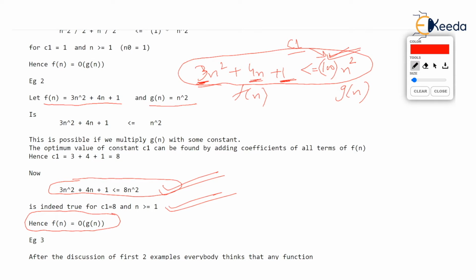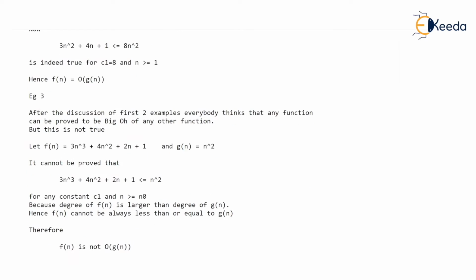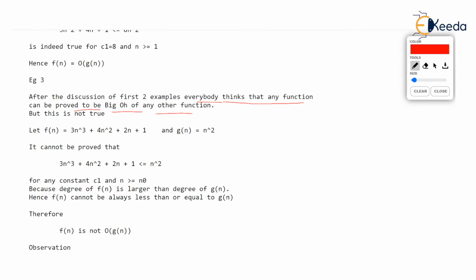Now starts the fun part. You see, after having discussed the first two examples, most of the students feel that, okay, given any Fn and Gn, we can prove that Fn is equal to O of Gn because we can multiply Gn with a constant. I'm sure the same thought came to your mind. It seems that everybody thinks that any function can be proved to be big O of Gn, because we are multiplying Gn with a very large constant, or we are allowed to do that. But this is not true. Not every Fn is big O of Gn.